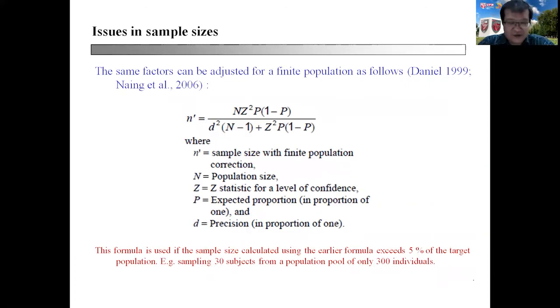And of course, the same formula can be adjusted for a finite population as given in this particular formula here. In this case, it's important for us to adjust to the population because you may not always be able to accommodate the calculated sample size due to the limitation in the number of the population. So this particular formula provides an exit, a way out, or a solution for that.